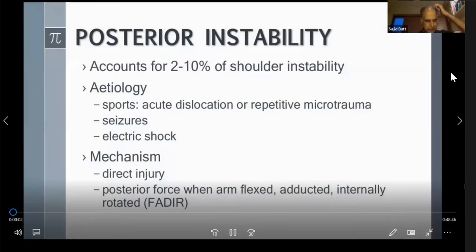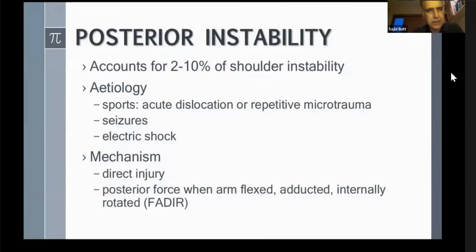Okay, so we've mainly covered the anterior instability. Now I'm going to be talking about the posterior instability, which is less common. The problem, however, is that it's an exam favorite. And the reason it's an exam favorite is that although it's less common, if you miss it, the patient ends up in a lot of trouble.